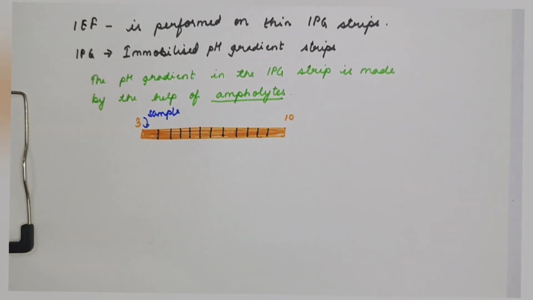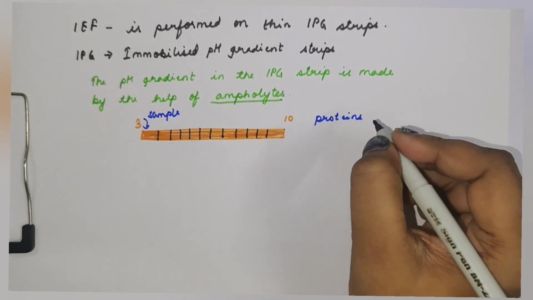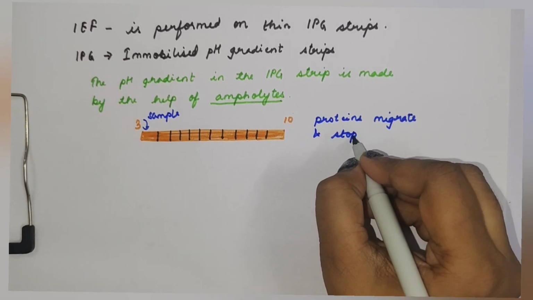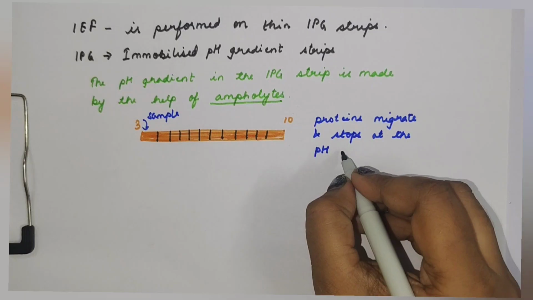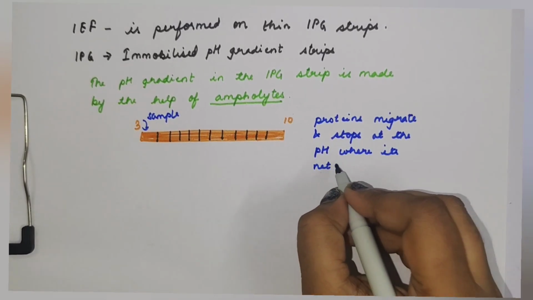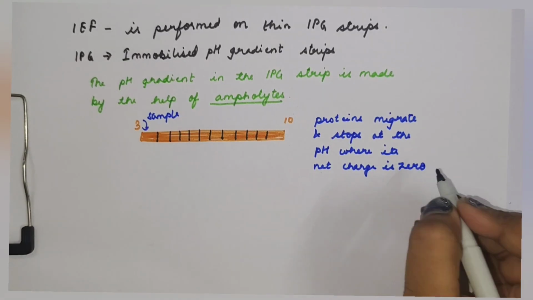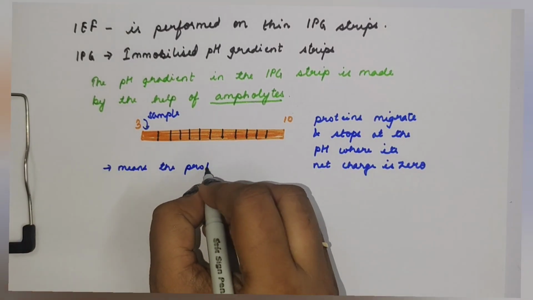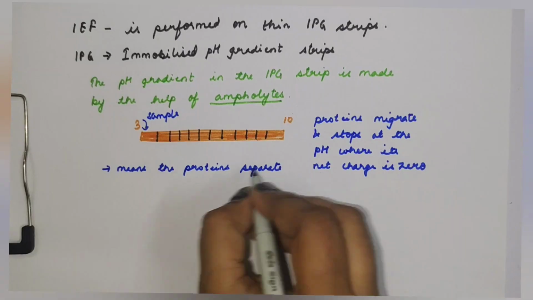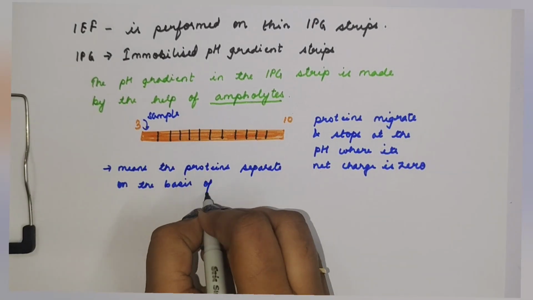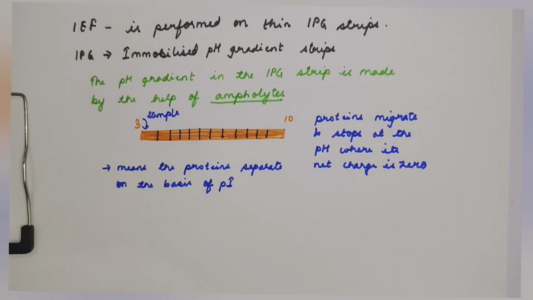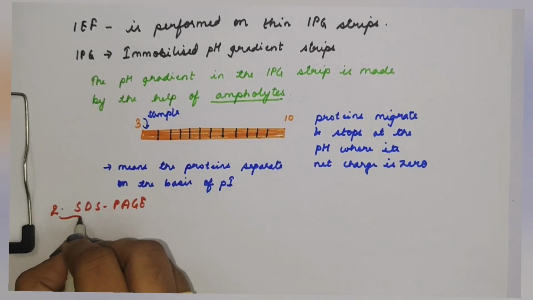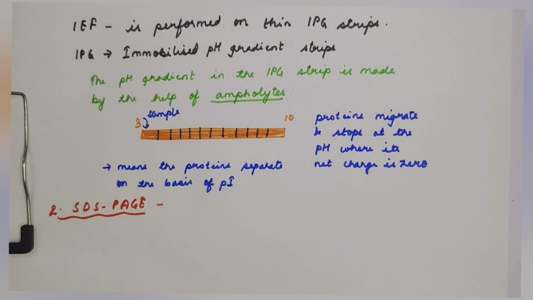And when we add the sample of the protein on this thin strip, the proteins will migrate in this pH gradient, and at the pH at which the protein has net zero charge, the migration of the protein will stop and it will form a band. So, whatever proteins we have in our sample, all the proteins will migrate in the pH gradient strip, and wherever their charge becomes zero, they will stop migrating and form a band. Hence, the proteins get separated on the basis of their pI values. Now, this was the first dimension of the technique and it is run horizontally.